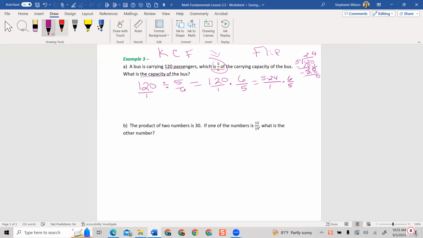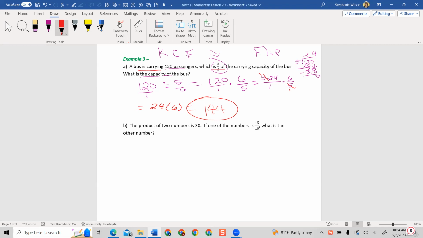And now I can say, oh, wow, okay. My 5s go into itself one time. And now I'm left with 24 times 6, all over 1. We don't need the 1s anymore in the denominator. So now what is 24 times 6? And if you need to line that up and multiply, I would. It's 144. So the total capacity of this bus, the total number of students, people, passengers that can be on the bus is 144.